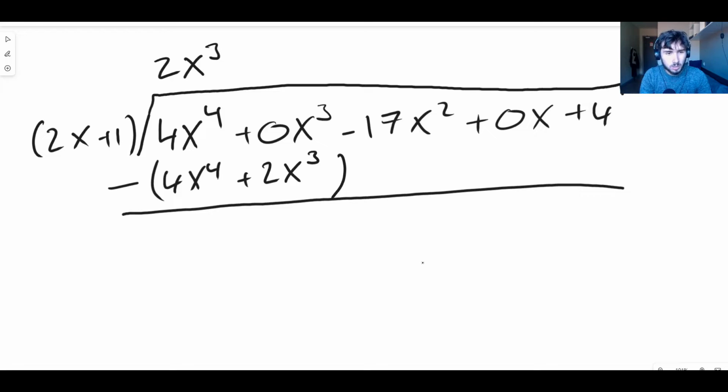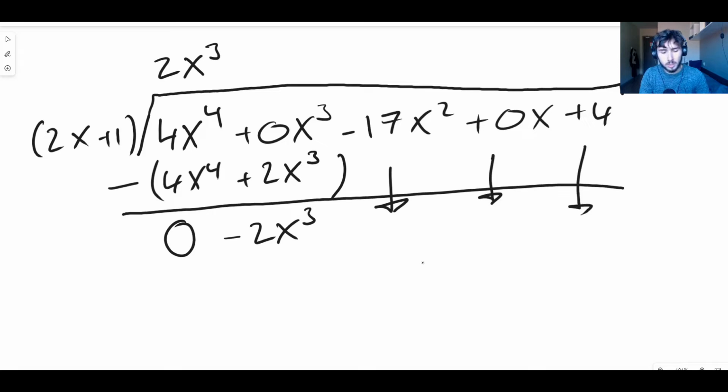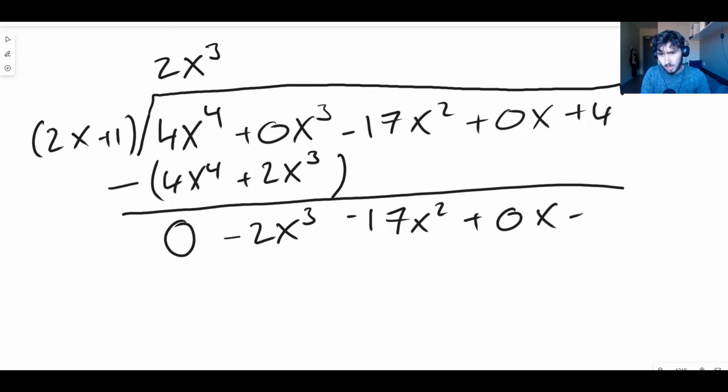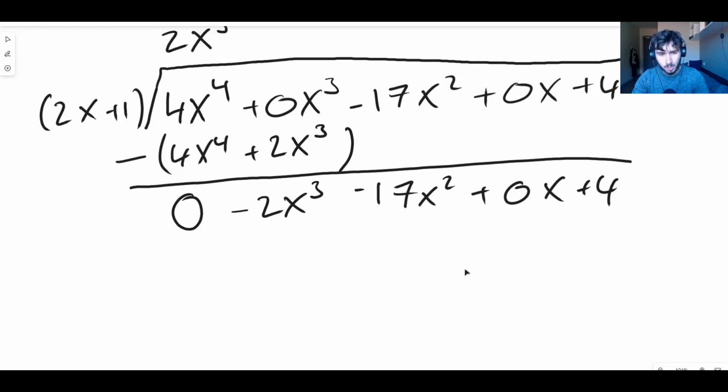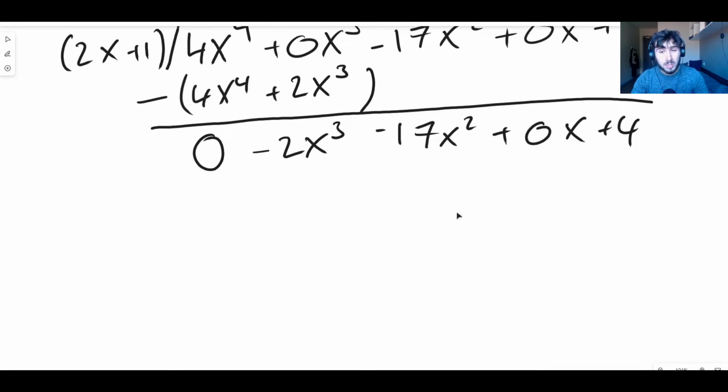And we are going to take away 4x to the 4 and 4x to the 4. Again, you should always be getting 0 there, because it's the same thing. Take away the same thing. And then 0x cubed, take away 2x cubed. That right there is minus 2x cubed. And then everything else, everybody else just comes down, okay? So we get minus 17x squared plus 0x plus 4, just like that. Amazing. And then we do the same thing, same method.